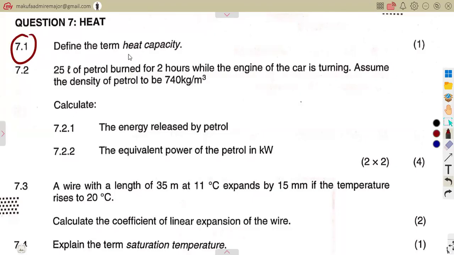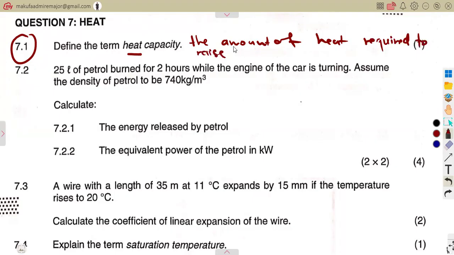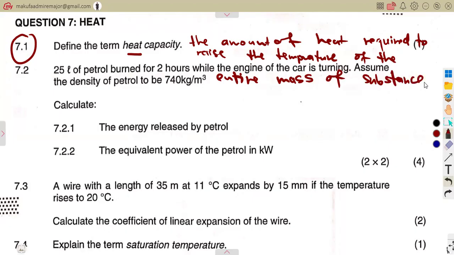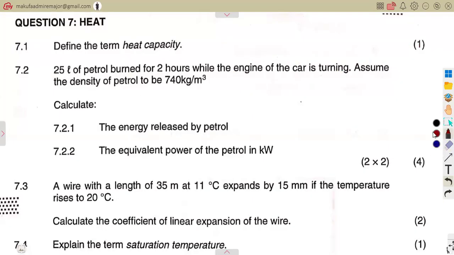All right, so let's see our part 7, which is question number 7 on heat. 7.1, define the term heat capacity. So the heat capacity you can consider as the amount of heat required to raise the temperature of the entire mass of substance by 1 degree Celsius, or it can be a Kelvin.